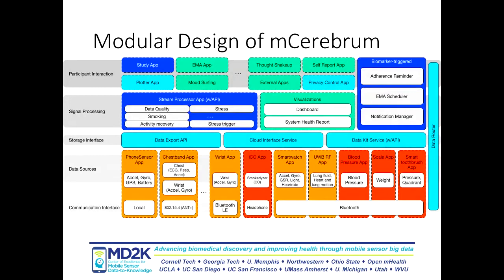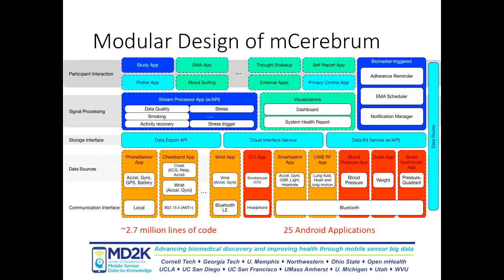The next piece of the puzzle is the biomarker trigger block. And this really crosses from signal processing to participant interaction, where prompts that are generated from biomarker computations can be ultimately delivered to the participant. And the last layer, participant interaction, is where most of the applications that you've experienced in the demo and been shown in the slides today exist.